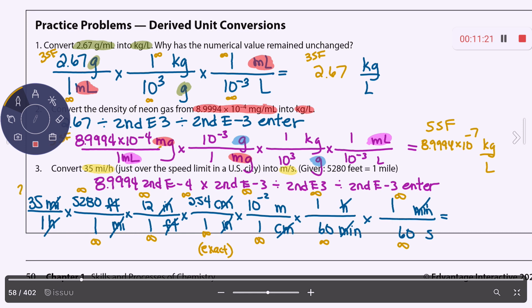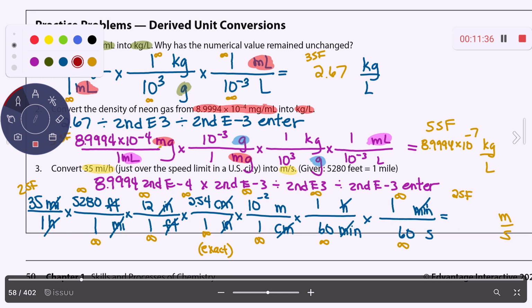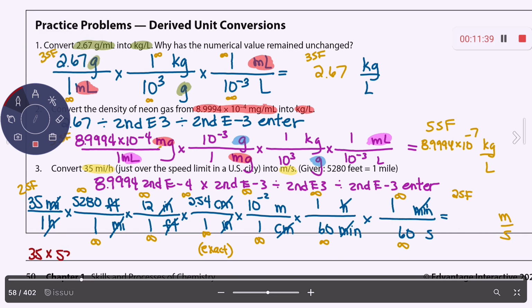So that means the two sig figs that I have here in the 35, because the number one is always exact, okay? The two sig figs that I have will be the two sig figs that I have in my final answer, okay? When you put this in your calculator, I would take 35 times 5280 times 12 times 2.54 times second E negative 2 divided by 60 divided by 60, enter. You should get 16.